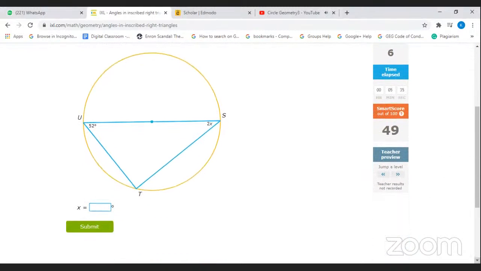Okay, this one too, find the value of x. It's still the same manner. Let's solve it together. In this case, 52 plus 90 plus 2x equals 180 degrees. By the time you solve that, 2x will be equal to 38 and x will be equal to 19 degrees.